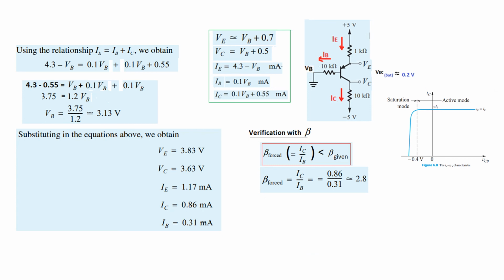So beta forced will be IC over IB. From here, putting in the values, beta forced will be 2.8 and beta given is 30. So this proves that 2.8 is less than 30, or beta forced is less than beta given, and therefore again we can say that the transistor is indeed in the saturation mode or saturated. So I hope this gives you an idea how you can solve this question by following these steps. Thank you.